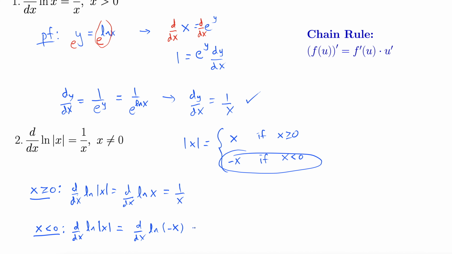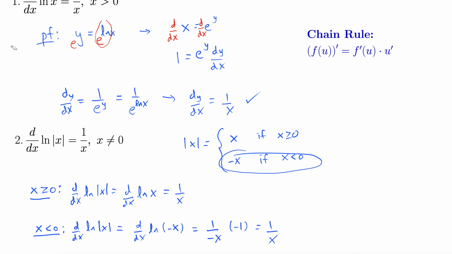Okay, we'll hit this with the chain rule again. So we know what the derivative of natural log u is essentially. So it's 1 over negative x times the derivative of the inside, which is the derivative of negative x, which is negative 1, which brings us back to 1 over x again. So that tells us that no matter what, x greater than 0 or x less than 0, or even x equal 0, but that's actually not in the domain, we have the derivative as 1 over x.